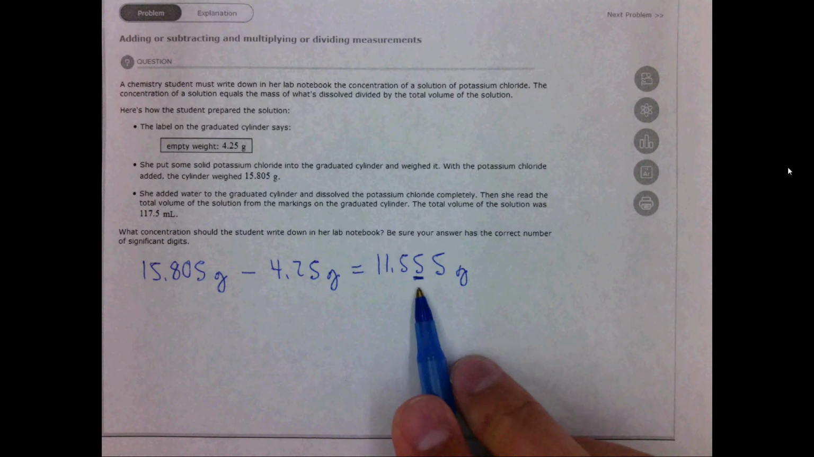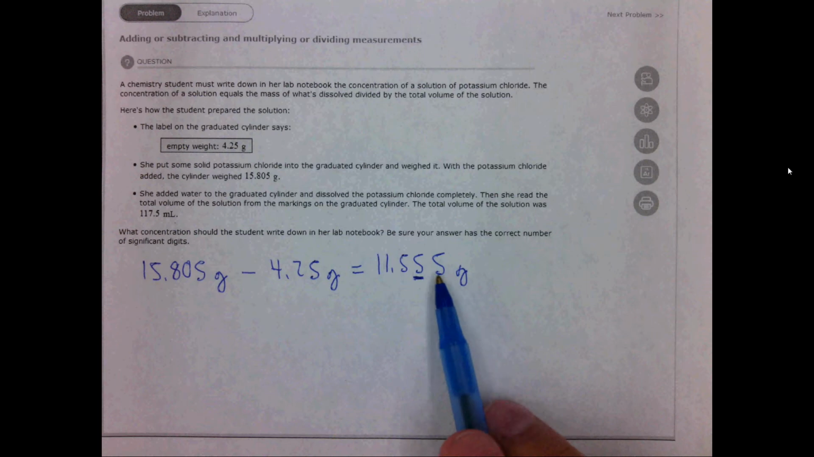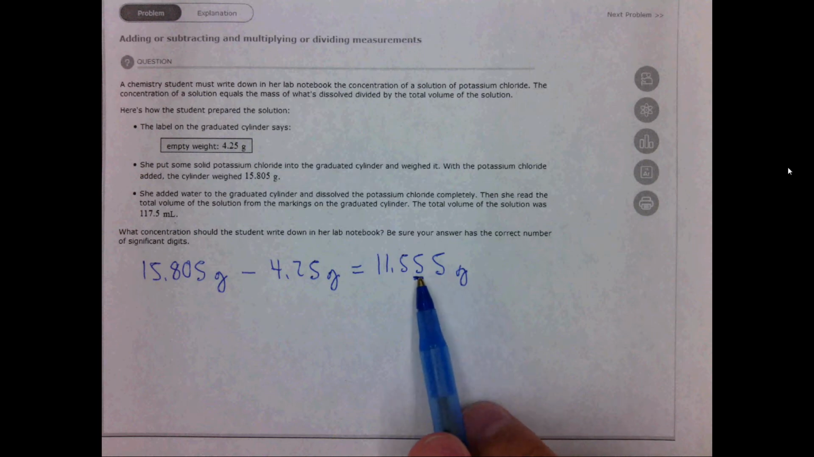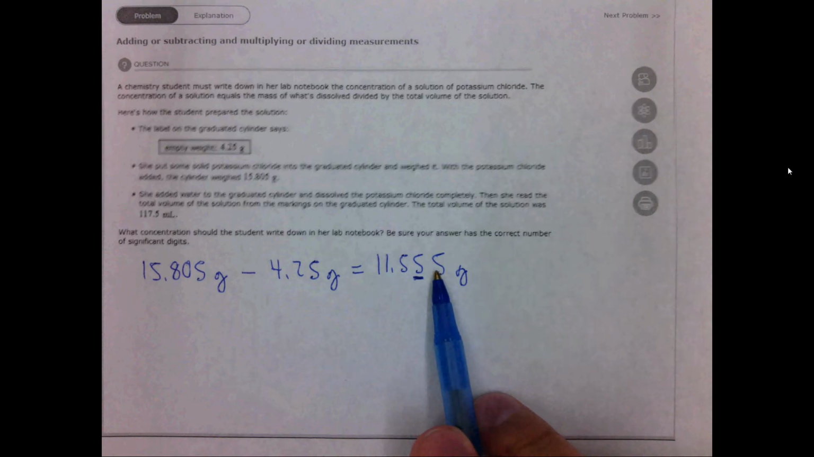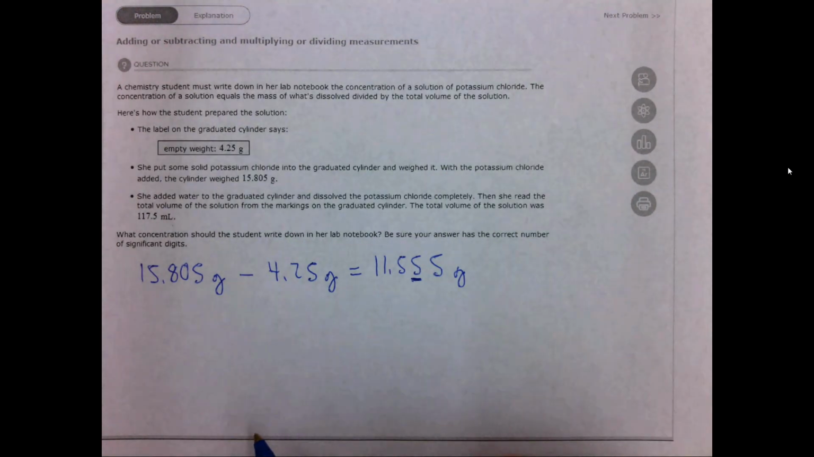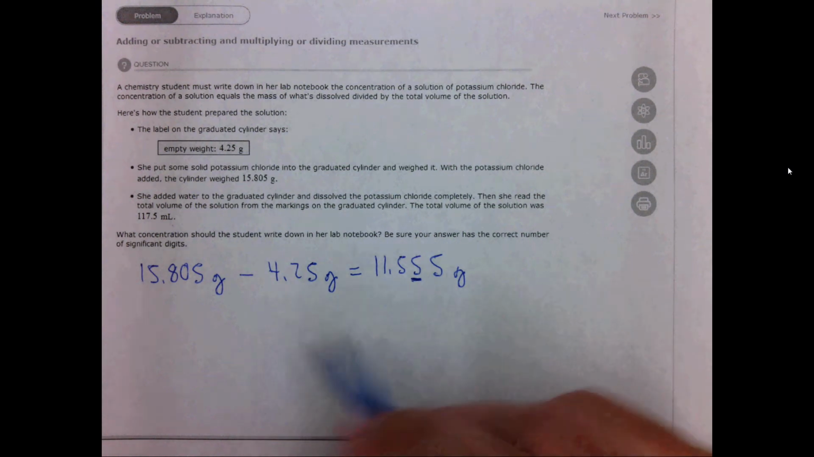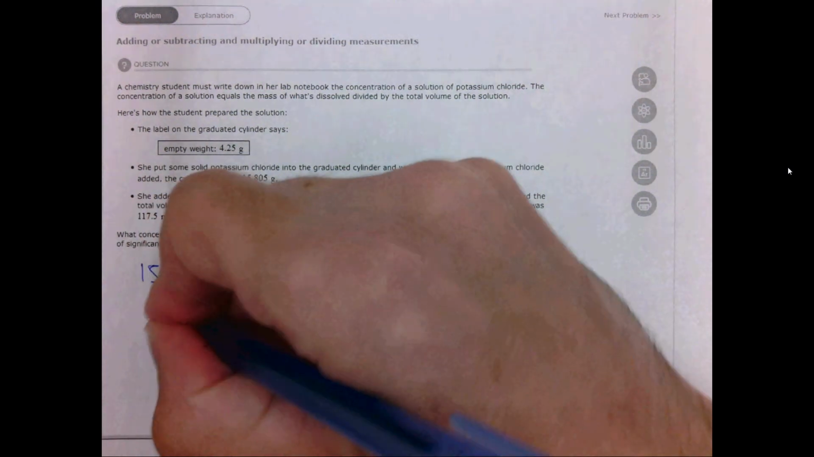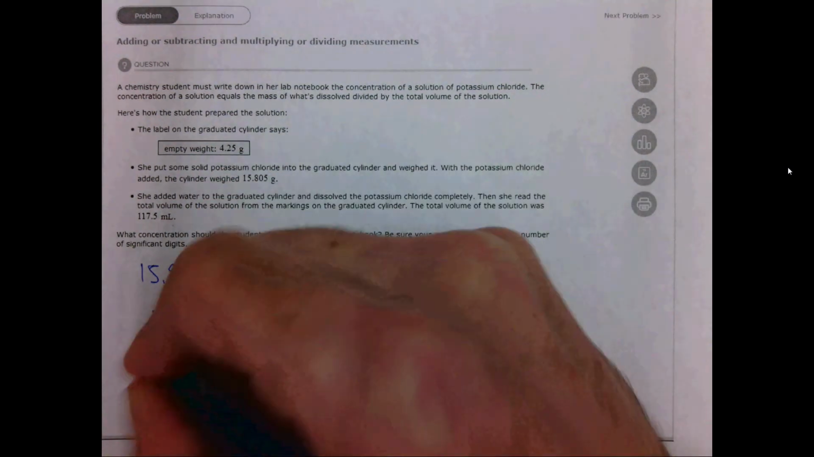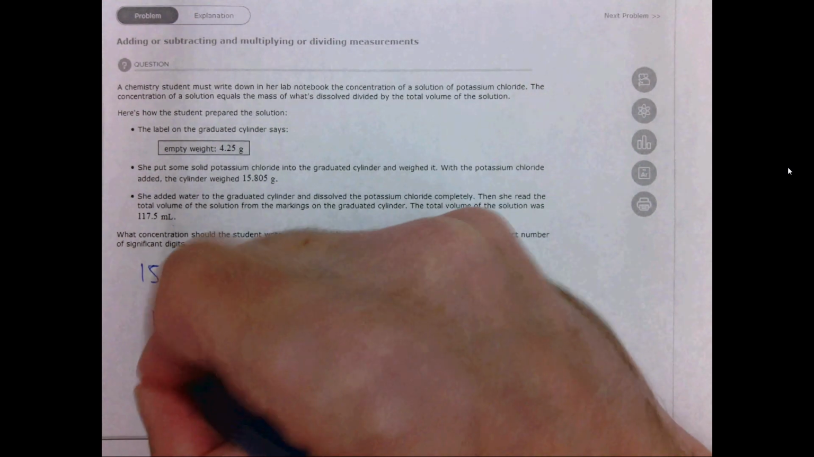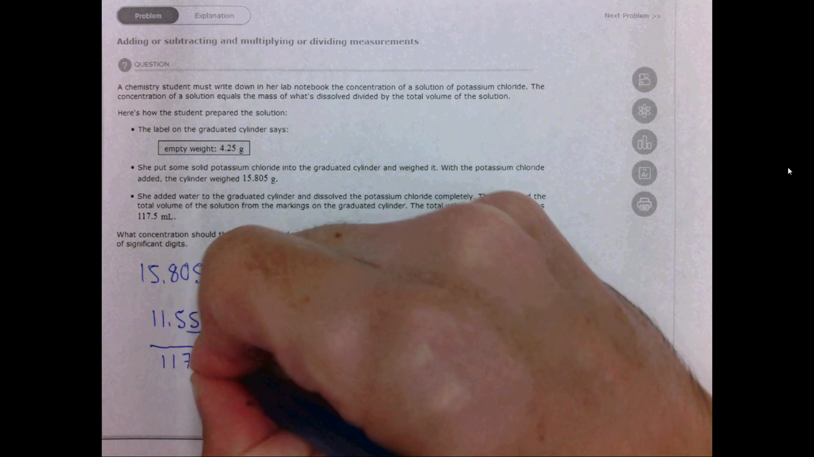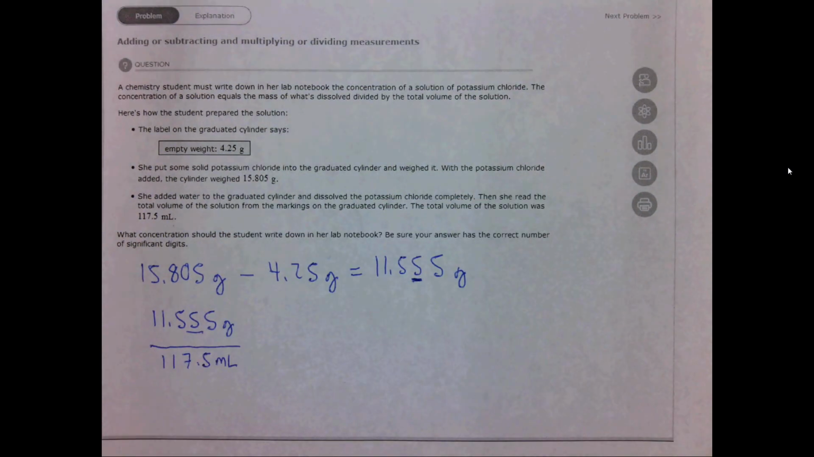So I simply want to put a line under that just to indicate that this is the last significant digit and this isn't. I do not actually want to round it up, however. Technically speaking, I want to use all of these digits and then round at the end. So to find the concentration in grams per milliliter, I need to take this 11.555 grams, again indicating which one has the correct number of significant figures, and I want to divide by 117.5 milliliters, the volume of the solution.